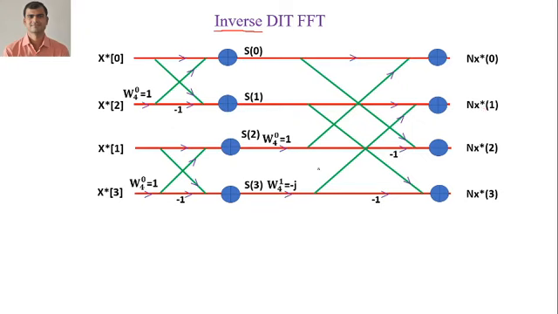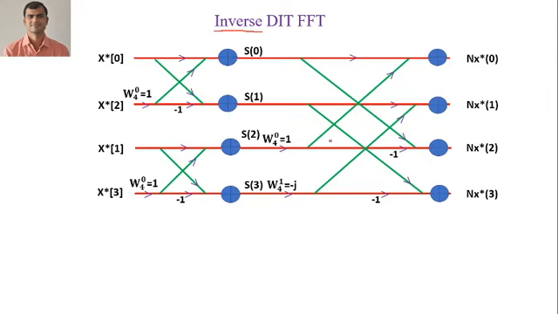Now we have some equations to find the output of stage 1 and stage 2. As I already told you, for the DIT FFT algorithm, the twiddle factor exponents are multiplied before the addition. As you see here, this is the twiddle factor exponent, and it is multiplied before the addition. Here also it is multiplied before the addition.